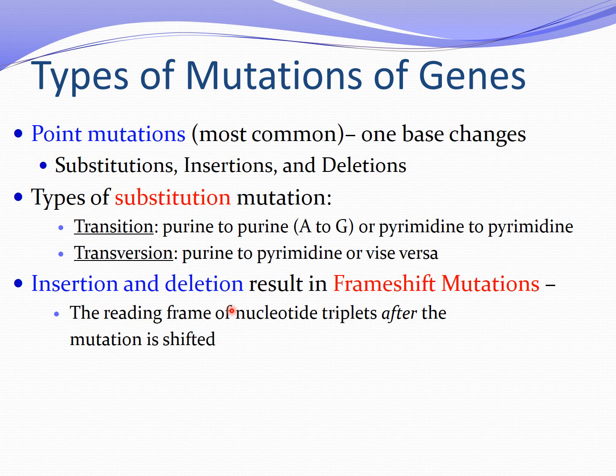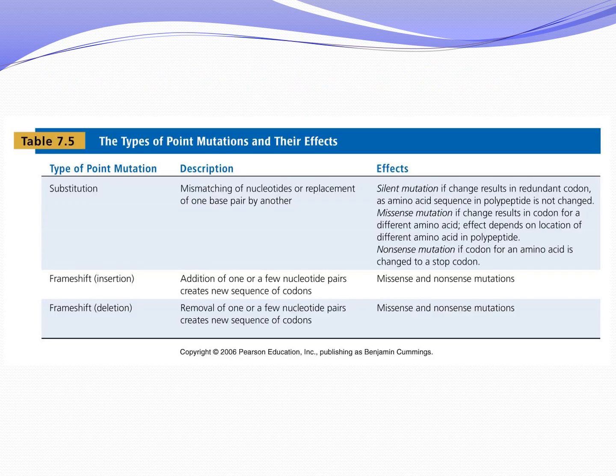Okay, again, point mutations could be substitutions, where one type of nucleotide is replaced by another one, or insertion, which is addition of one nucleotide, or deletion, which is removal of one nucleotide. Okay, all of those are point mutations affecting only one base change. We're going to talk about the details of the different types of substitution mutations.